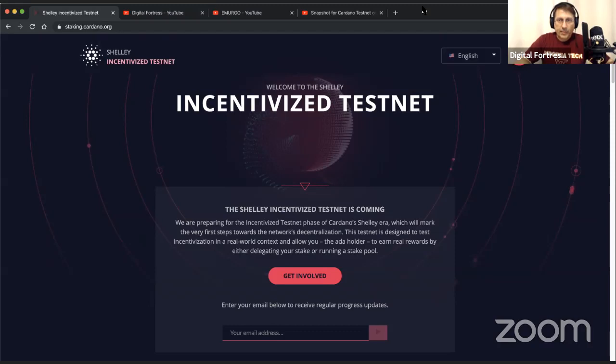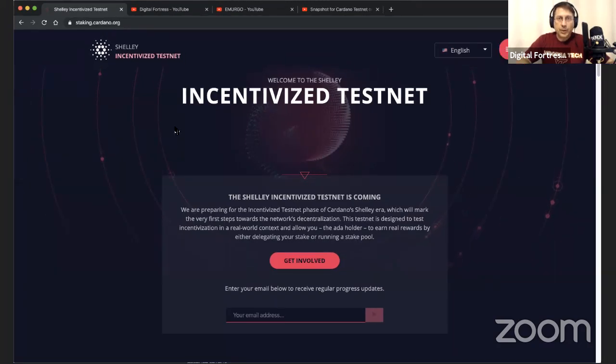I have the staking.cardano.org website up here. There's a really good FAQ on this webpage. So if you have questions, go to staking.cardano.org. That's where you also download the testnet wallets from. Again, the only thing you need to do to prepare for tomorrow is have your ADA on Daedalus, Yoroi, or Yoroi Mobile, and not on a hardware wallet, if you want to participate in the testnet.